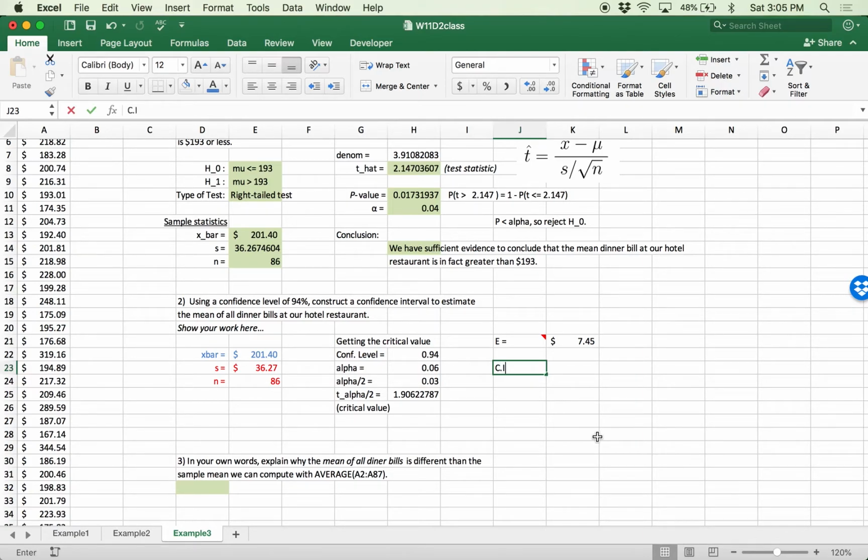The confidence interval estimate for that mean then becomes x bar minus the margin of error. That gives us our lower bound. X bar plus the margin of error. This gives us our upper bound.